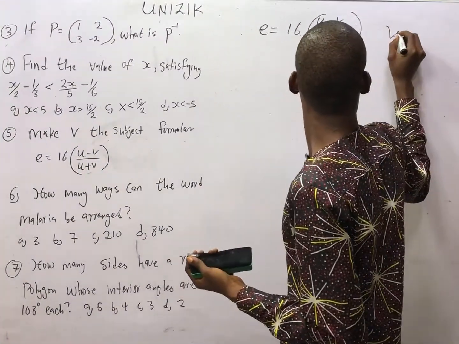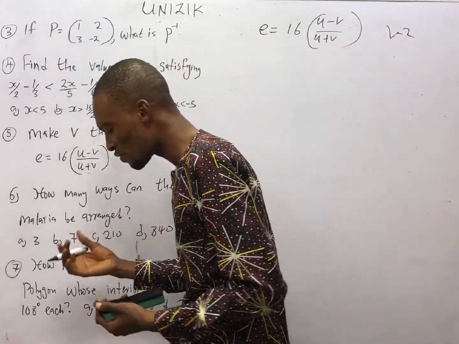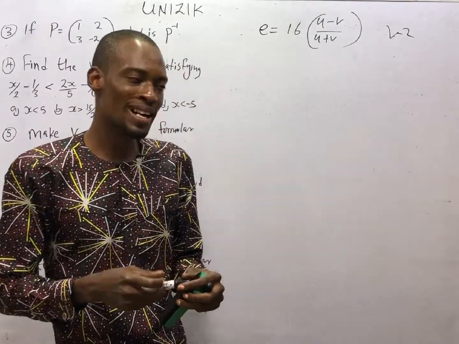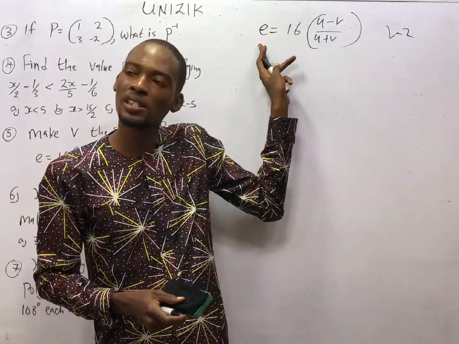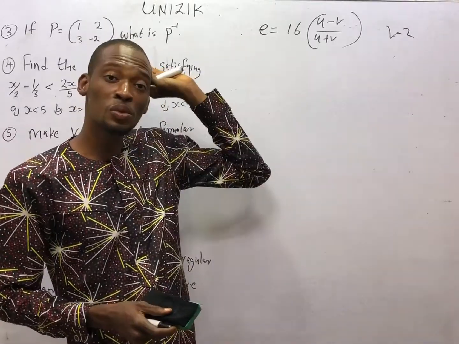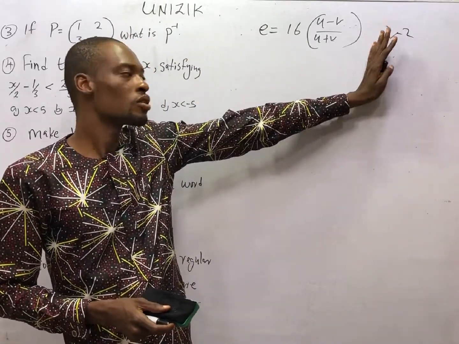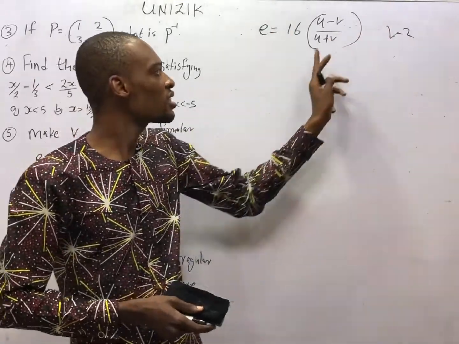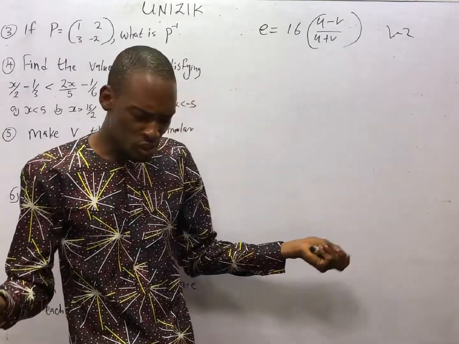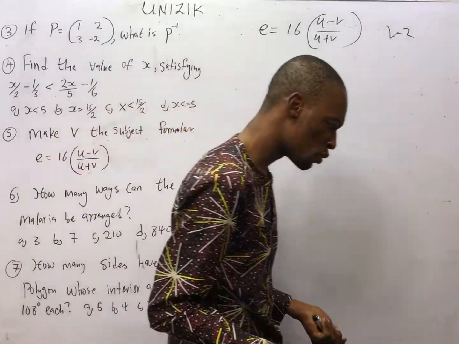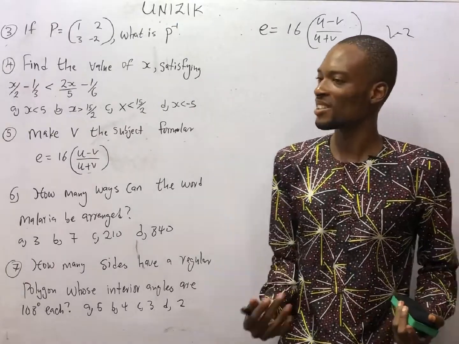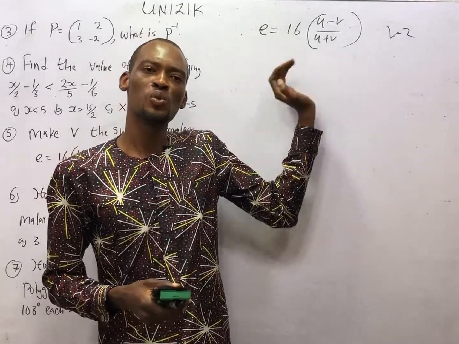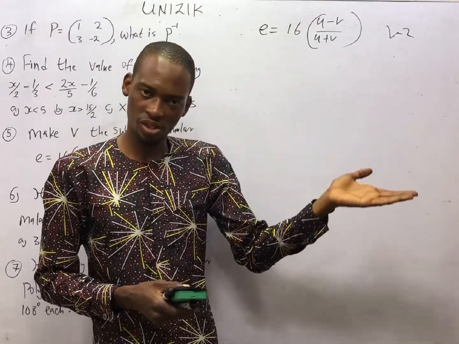We are asked to make V the subject. What is a subject of a formula? The subject of a formula is a single variable that other variables are equal to. Here you see E as a single variable. It's equal to every other thing. So we are asked to let V stand alone and equal to every other thing. In this case, we have two V's. So what do you do in change of subject of formula? You start simplifying until the one that you want comes out. So you begin to remove the distractions.